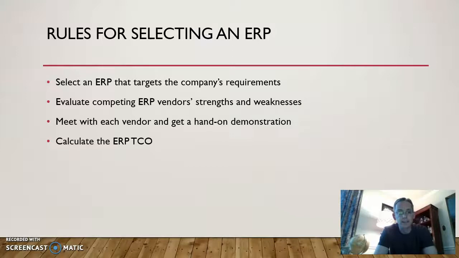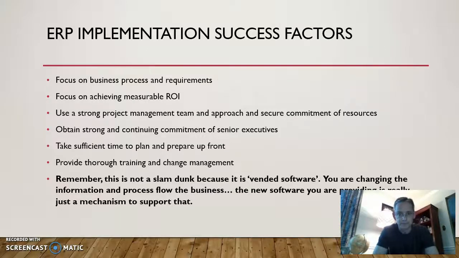Rules for selecting an ERP. Find one that targets the company's requirements. Evaluate them based on their strengths and weaknesses. Meet with each vendor, get a hands-on demonstration, and then calculate whatever the total cost of ownership for that particular ERP is going to be. Not only the license cost, but also when we implement this, how many people it's going to take to run it, how many people it's going to take to maintain it, what's the sort of maintenance fees going forward, all that kind of stuff. Think about success factors when you're talking about an ERP implementation.